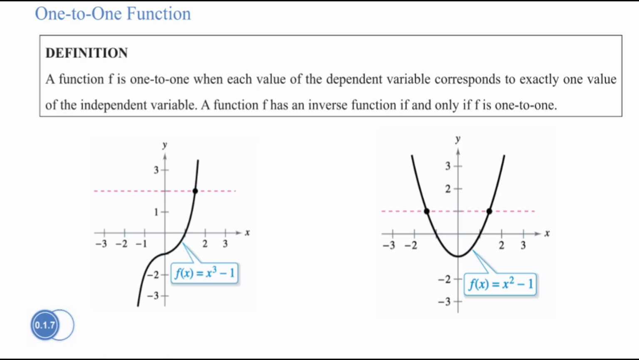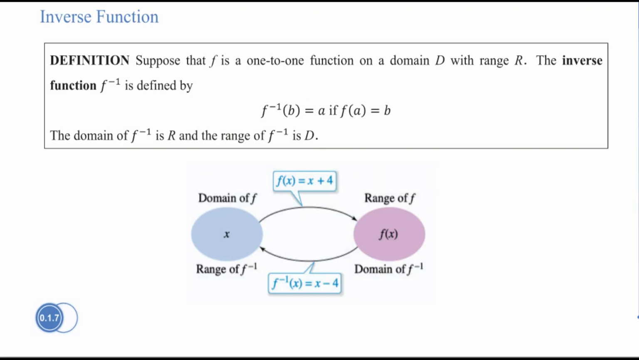For the polynomial with degree of 3, it is a one-to-one function. Every time you take an x, there's only one output, y. However, the quadratic function on the right is not a one-to-one function, because we have two inputs with the same output. An inverse function only exists when the original function is one-to-one. This means each input has only one unique output, and each output comes from only one input.